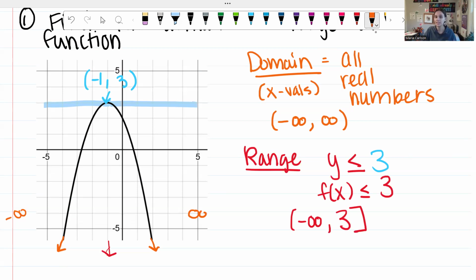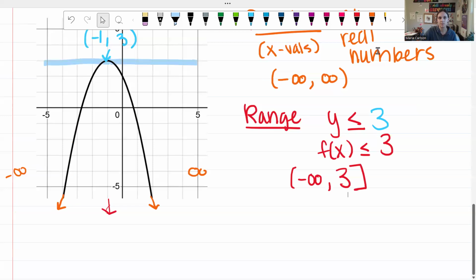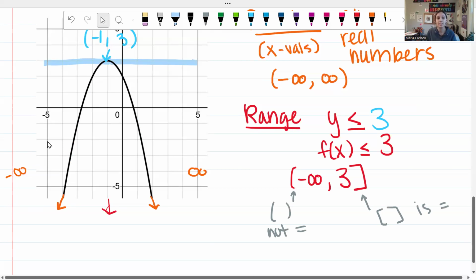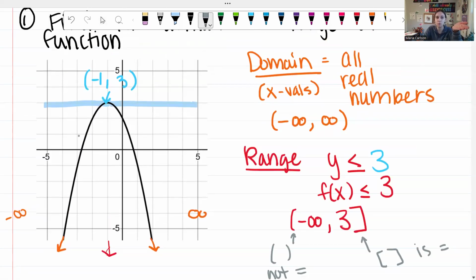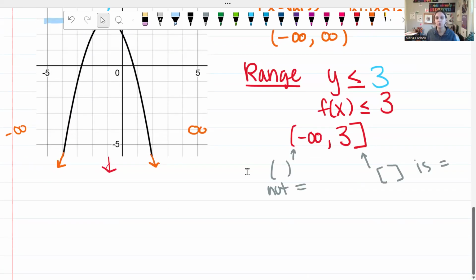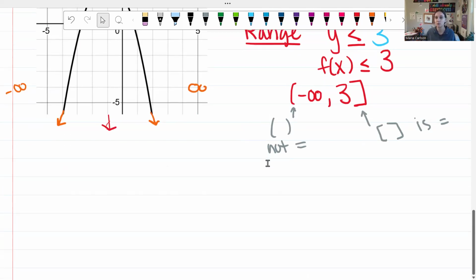So if you forget, the parentheses means not equal to, and the bracket means it is. So let's even make that note. Parentheses, not equal to. And then the brackets mean it is equal to. And it is equal to that point, right? We do have a point where y is equal to 3. I do not have a point where y is specifically equal to negative infinity because that doesn't make sense. Negative infinity is not an actual number.